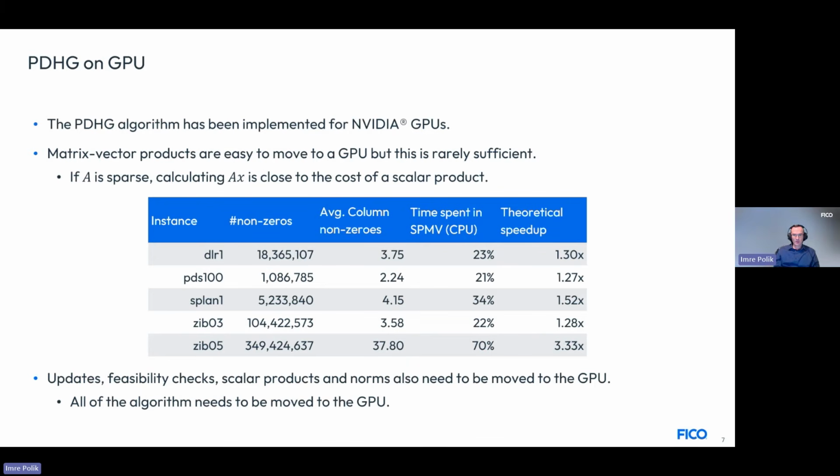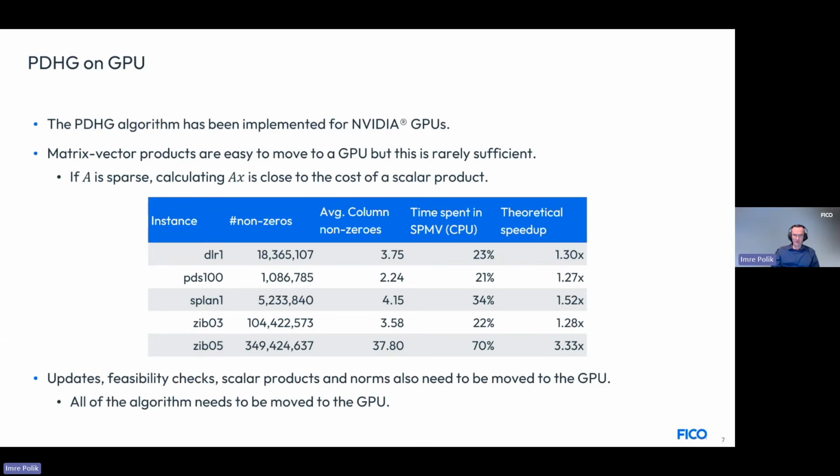And so the actual time that is spent in matrix vector multiplications for most of these problems, the first four problems, is only about 20-30%. And even the more dense ZIP05 problem, which has 37 non-zeros per column on average, even for that problem, only about 70% of the time is spent in matrix vector multiplication.